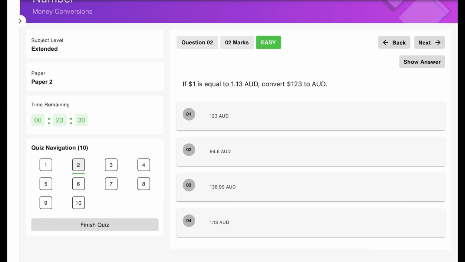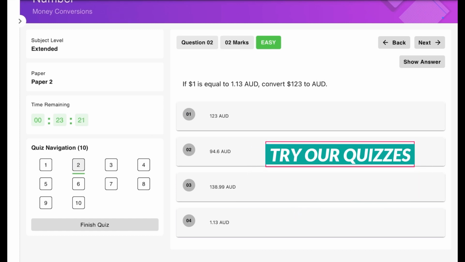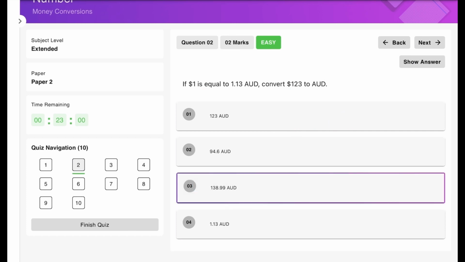If $1 is equal to 1.13 AUD, convert $123 to AUD. Having a look at this, we have the dollar, so we have to multiply 123 by 1.13. And that is going to be equivalent to 133.99 AUD, which is this solution.